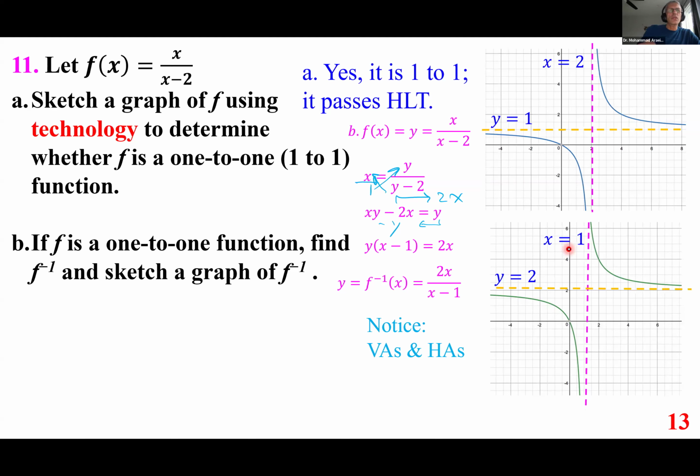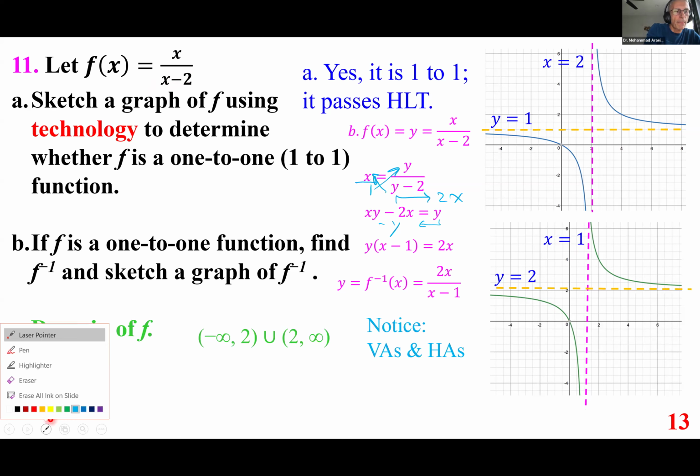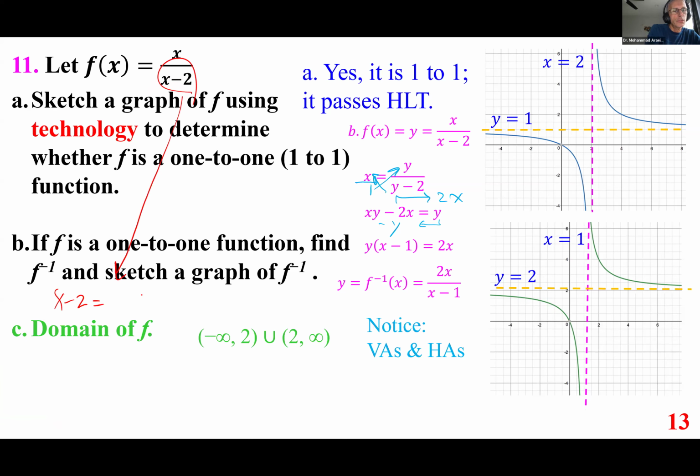As far as the domain is concerned, clearly this one x can't be 2. Everything else is fine. So domain for the original function f is all real numbers except 2, meaning negative infinity to 2, union 2 to infinity. Again, notice if you set this one equal to 0, x becomes 2, and the domain is all except that.